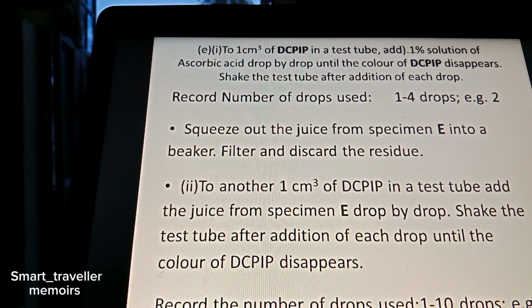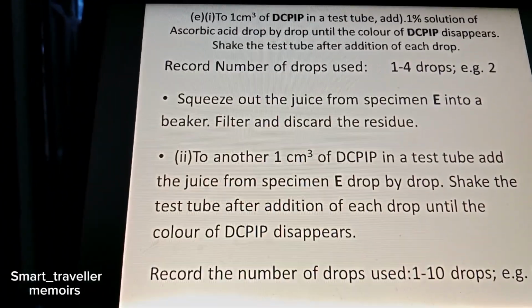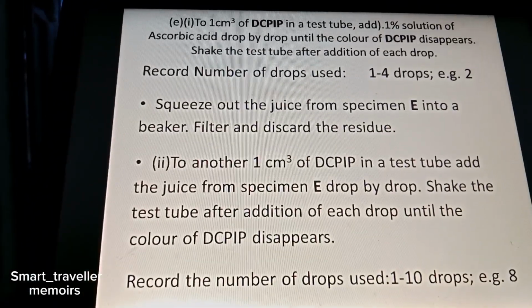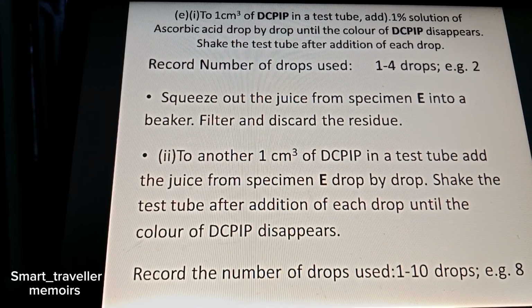Squeeze out the juice from specimen E into a beaker, filter, and discard the residue. To another 1 cubic centimeter of DCPIP in a test tube, add the juice from specimen E drop by drop. Shake the test tube after addition of each drop until the color of the DCPIP disappears. Record the number of drops used.